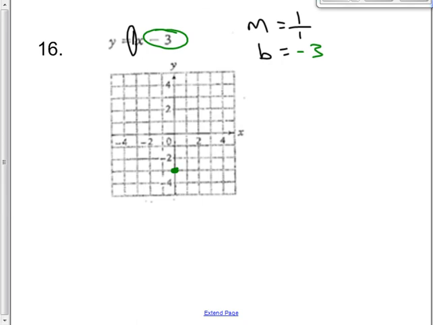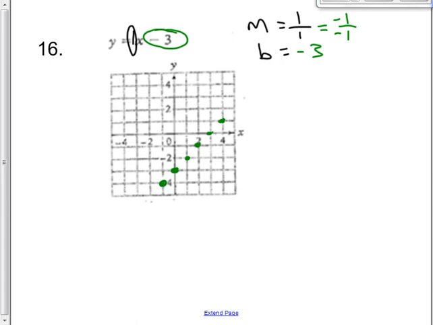Rise over run, my slope is up 1 and right 1. So I go up 1 and right 1, up 1 and right 1, and so on. Have a nice little line there. Remember that I could have written this as negative 1 over negative 1, so I could go down 1 and left 1, and that would have been fine too.